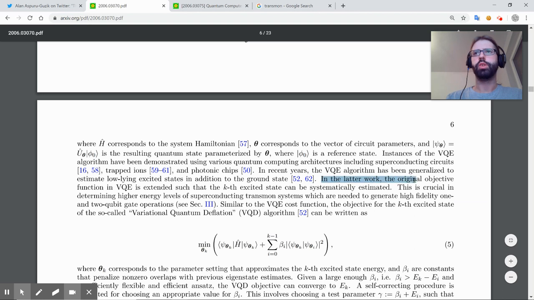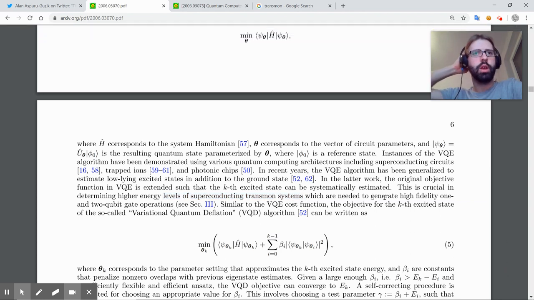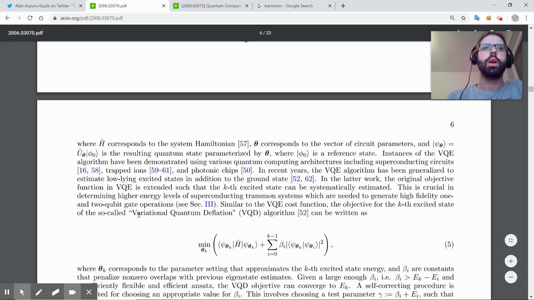In later work, the original objective function in VQE is extended such that the kth excited state can be systematically estimated. This is crucial in determining high energy levels of superconducting transmon systems, which are needed to generate high fidelity one- and two-qubit gate operations. So similar to the VQE cost function, the objective for the kth excited state is so-called. I've never heard of this. What is this? Variational quantum deflation algorithm.